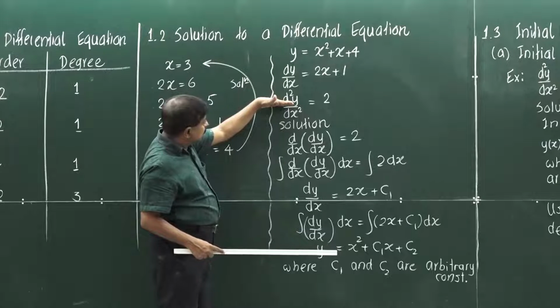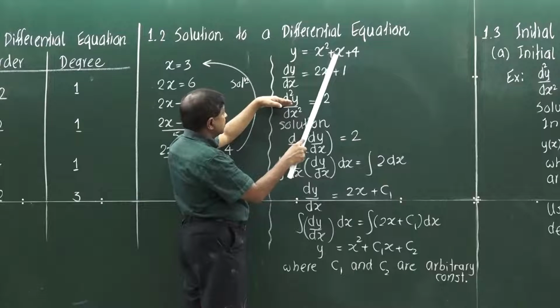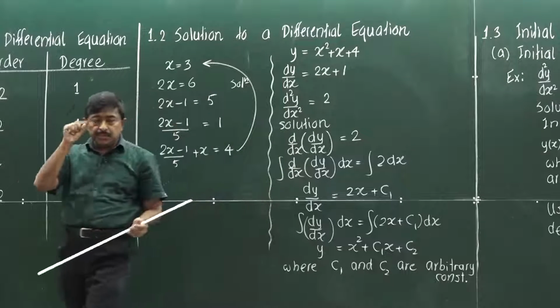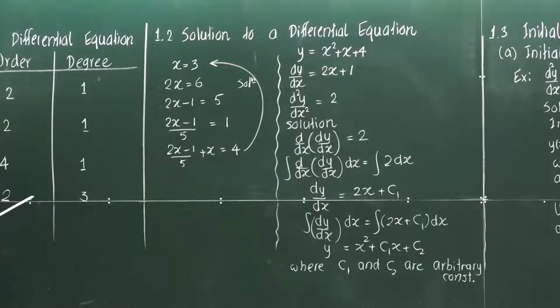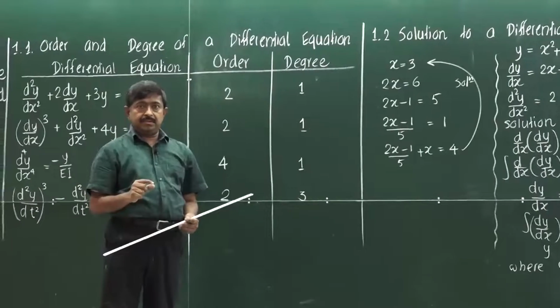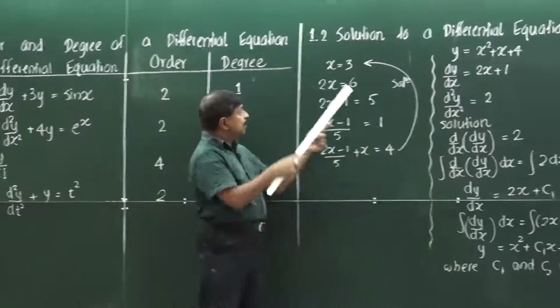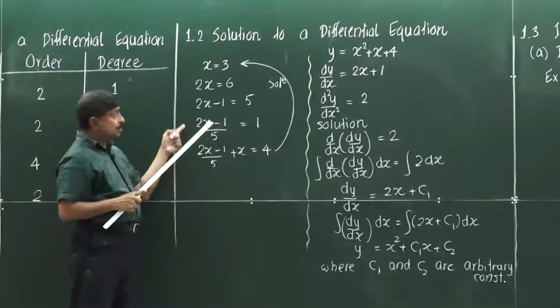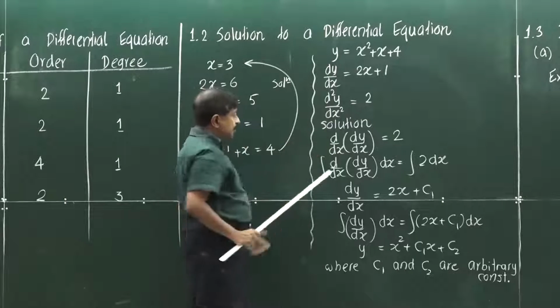Now this equation, this differential equation, is obtained from this function. Here, the solution to a differential equation is not a value, it is a function, right. That is the difference. In the case of an algebraic equation, you get some value for the variable as the solution, but in this case you get some function as the solution.